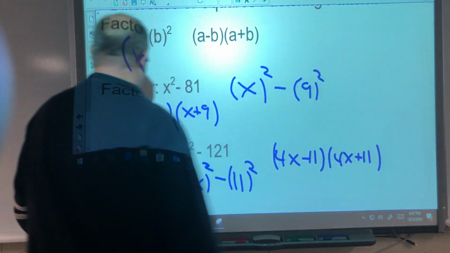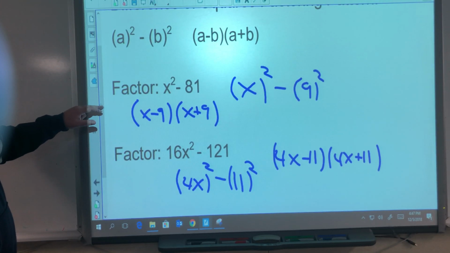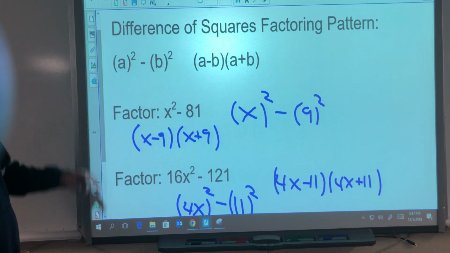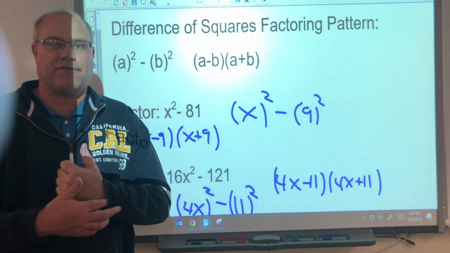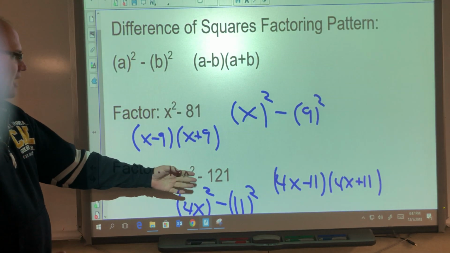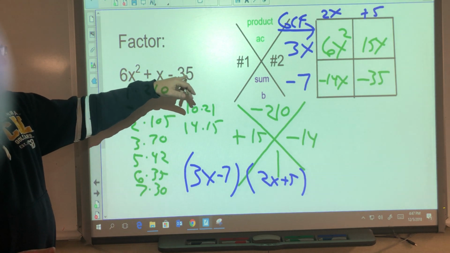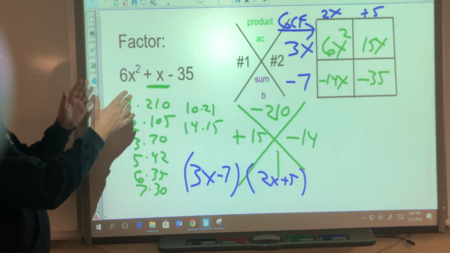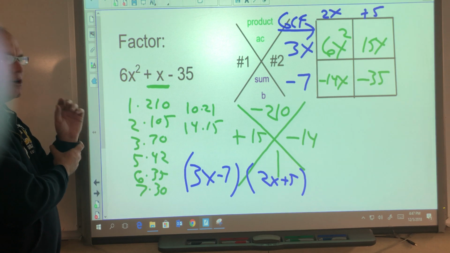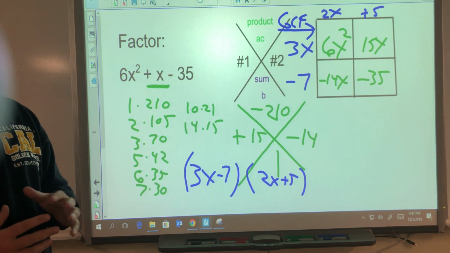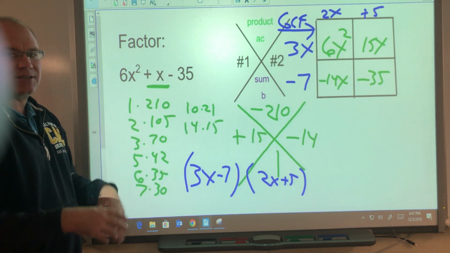All right. One last thing I want to mention. When we factor, always look for greatest common factor first. No matter if you're doing one like this, or one of these, 6x squared plus x minus 35, we should look for a common factor first, because sometimes we can make an easier problem. In these examples, I didn't have one in there. But we should always look for a greatest common factor.